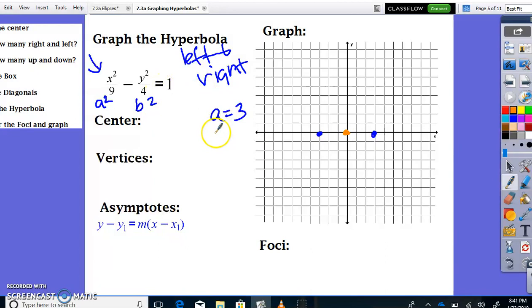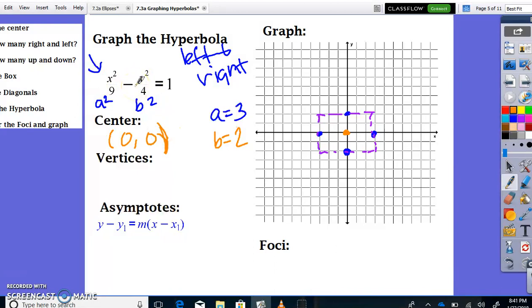And then similarly, b is going to be equal to 2, the square root of 4 here. It's under the y, so along the y-axis, you will be going up 2 and down 2. Now, we're going to use those 4 points to help us figure out what our asymptotes are and what our vertices are. So first, our center is at 0, 0 because we do not have any h, k in the equation.